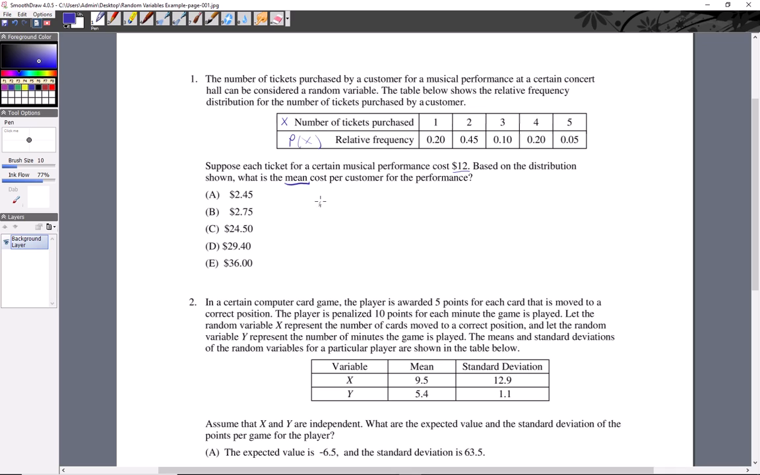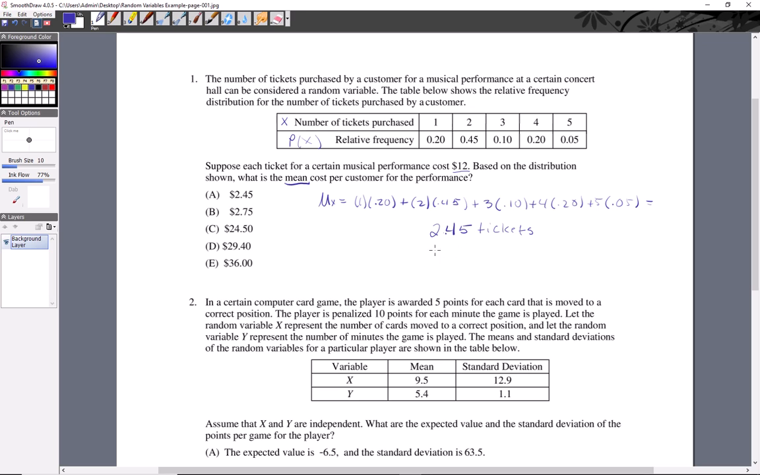So let's just say we have mu of X, and you can do this on your calculator, but the long way would be 1 times 0.20 plus 2 times 0.45 plus 3 times 0.10 plus 4 times 0.20 plus 5 times 0.05, and if you do all that math out, you're going to end up with 2.45 tickets, and that's per person who buys the tickets.